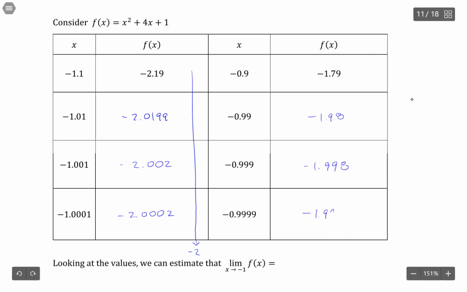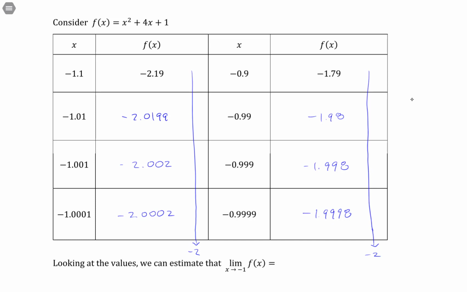As we approach negative 1 from the right, the y values are also approaching negative 2. Since the limit from the left and the limit from the right agree with one another, we have negative 2 as our limit.